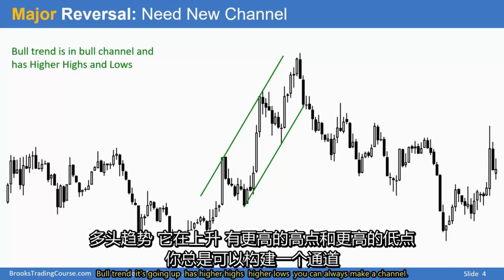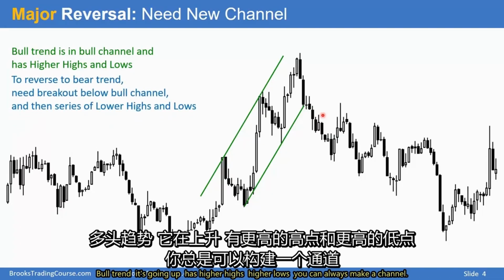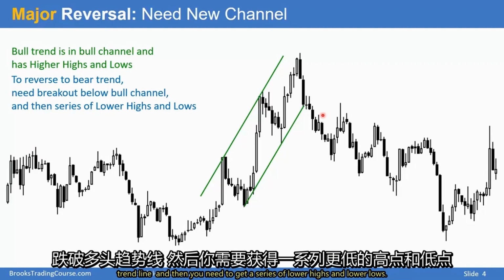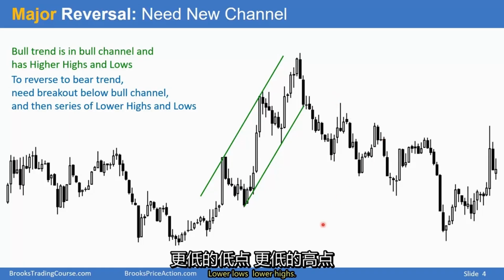The bull trend is going up, has higher highs and higher lows. You can always make a channel. To reverse to a bear trend, you need to break out below the bull channel, below the bull trend line, and then you need to get a series of lower highs and lower lows.